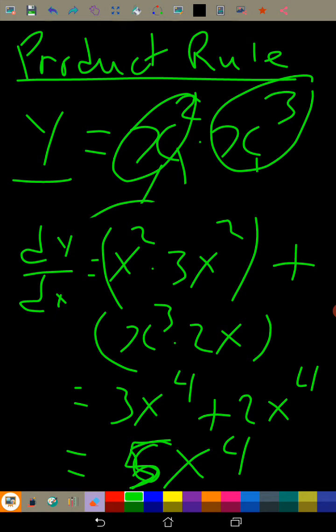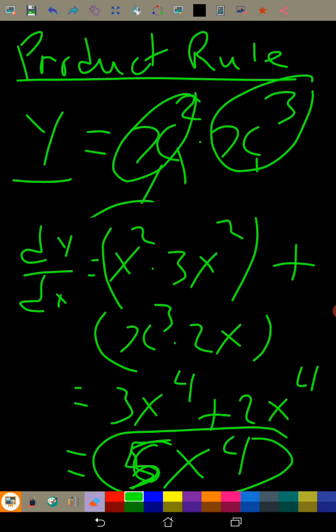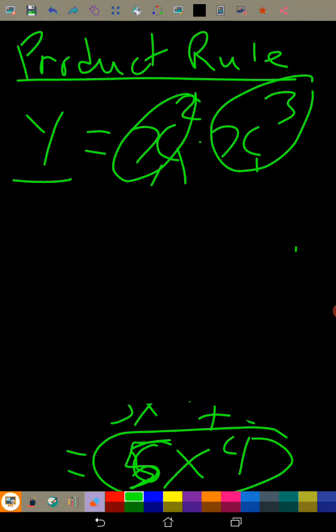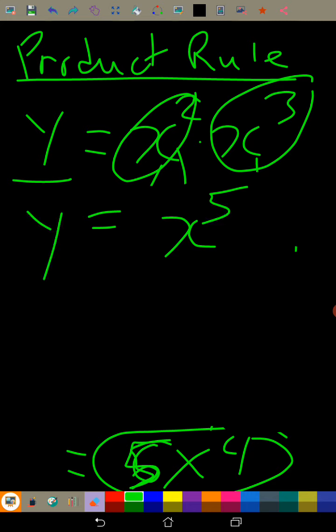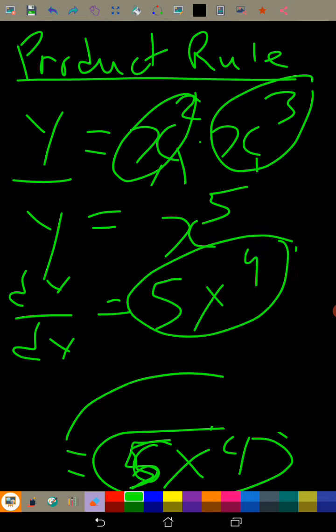What is interesting is that this is the answer, because I took an example that could be simplified. That's why it's very easy to check. We can quickly check our answer because look, we can easily say that y is equal to x to the power 5, and dy by dx is equal to 5x to the power 4, which is the same thing as this.